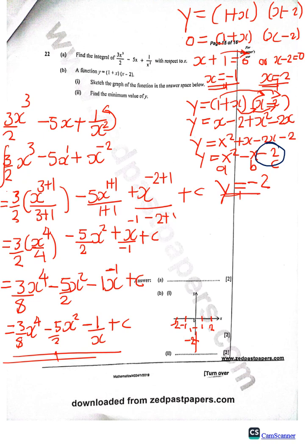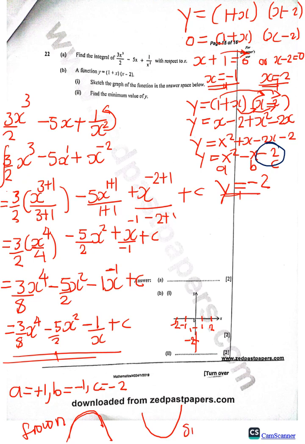Now, after we are done with finding the intercepts, let's look at the value of a. From the question here, we can see that the value of a is positive 1, the value of b is negative 1, and the value of c is negative 2. So graphs of parabola are in two forms. You may have this shape where it opens downward. This shape is known as a frown shape. Then you may have this one. This is a smile shape.